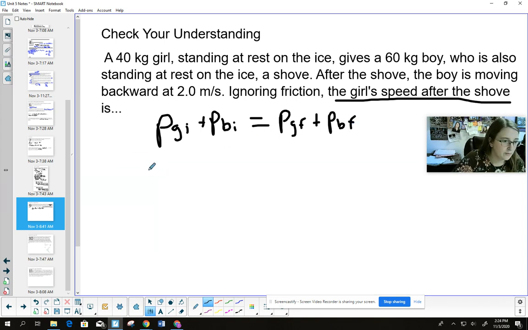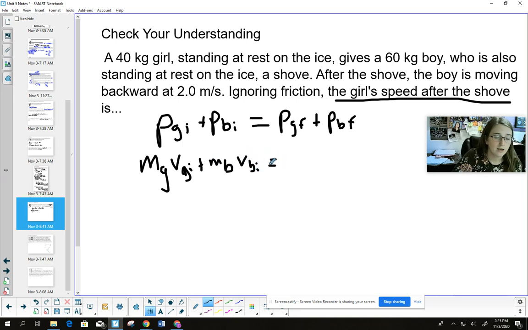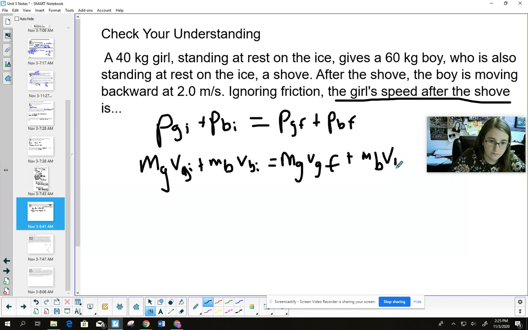Okay, so let's expand this a little bit. We've got the mass of the girl times her initial speed, G initial, plus the mass of the boy times his initial speed equals the mass of the girl times her final speed, velocity I should say, you need to be careful with that still, plus the mass of the boy times his final velocity.